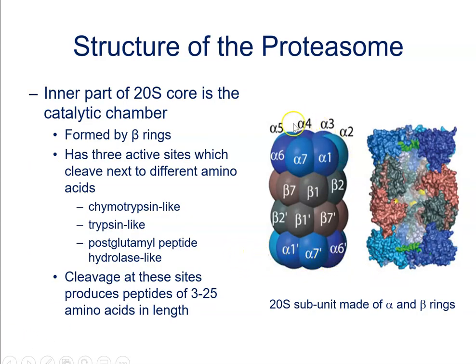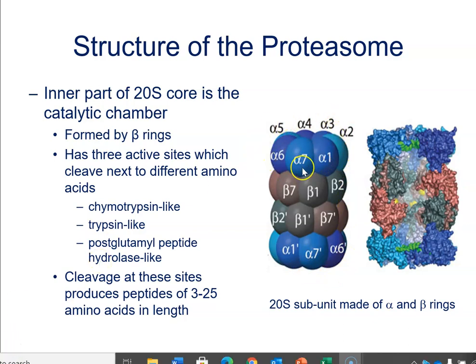Now this slide is showing the structure of the proteasome, showing the inner part of the 20S core, which has the catalytic chamber. And this core part of the proteasome is made up of all of these individual proteasomal subunits. So these are individual proteins making up each of these four rings, alpha and beta rings.